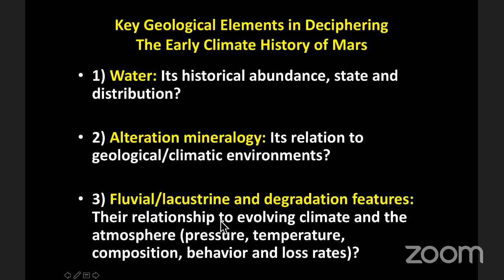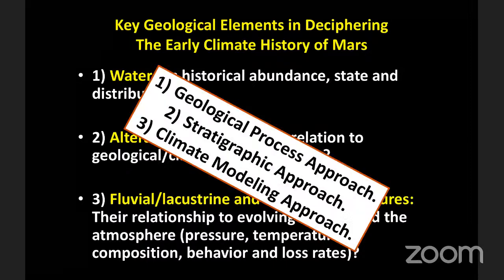And what we try to do is to combine these together into three different approaches here, essentially. A geological process approach, which is the kinds of things we're talking about here. What is the water doing? What do the features look like? How do we interpret them? A stratigraphic approach. How has this changed with time? We start with the present and work our way back into the past to try to understand when changes take place. When does the geology tell you that something radical has gone on in terms of the climate? And then when we find features, we collaborate with our climate modeling colleagues to understand what these variations are telling us. So we use and adopt a climate modeling approach to essentially make sense out of the geological process and stratigraphic approaches.